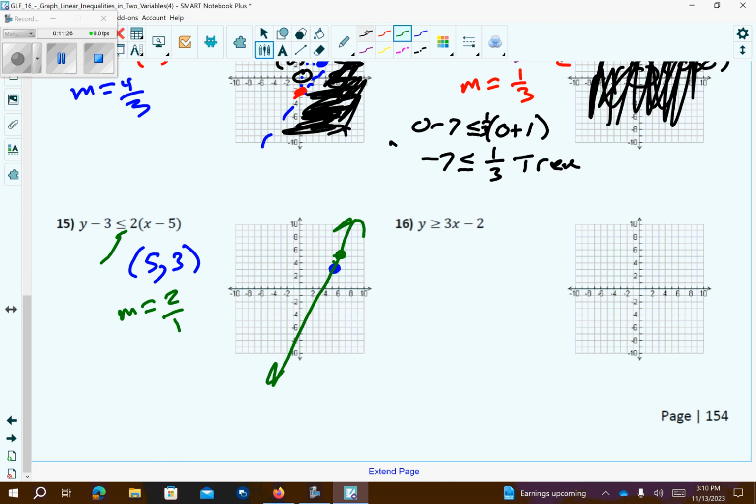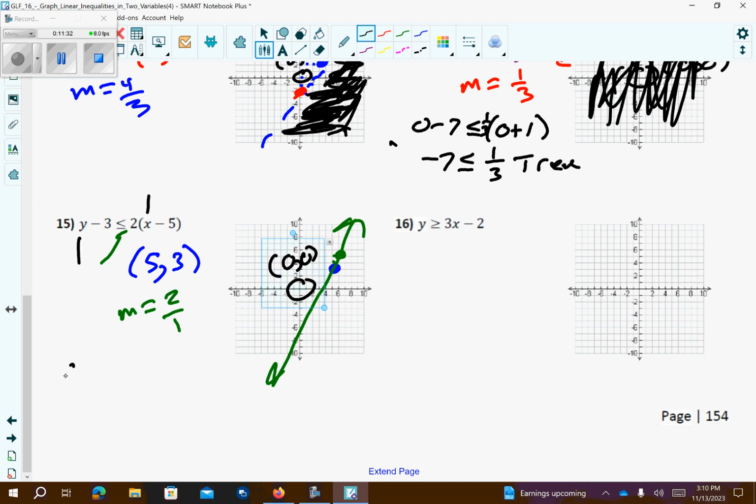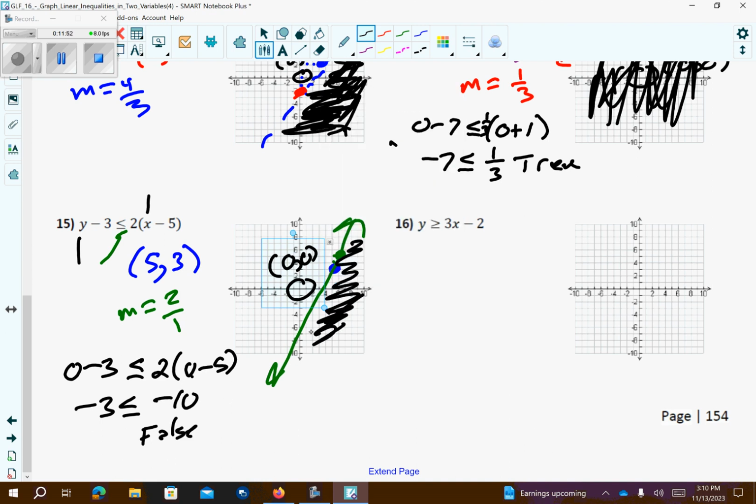I can go ahead and use the point 0, 0 as my test. So I'm going to plug 0, 0 in for x and y. So I get 0 minus 3. Is that less than or equal to 2 times 0 minus 5? Is -3 less than or equal to 0 minus 5 is -5, 2 times -5 is -10? Is -3 less than -10? No, -3 is further to the right, so this is false. So I'm going to shade the side that 0, 0 is not on, which is over here.